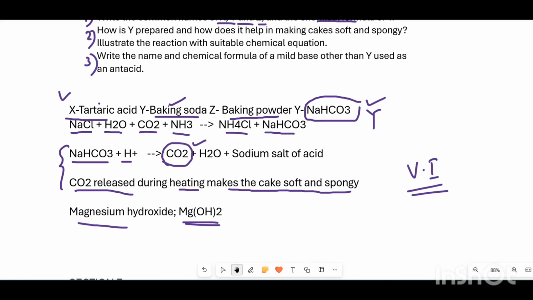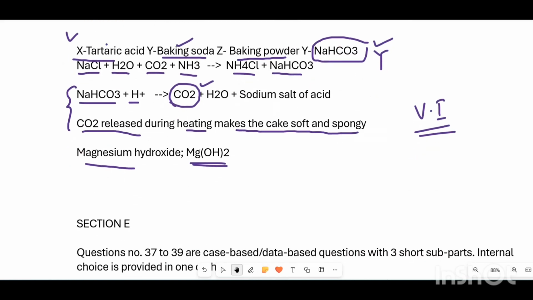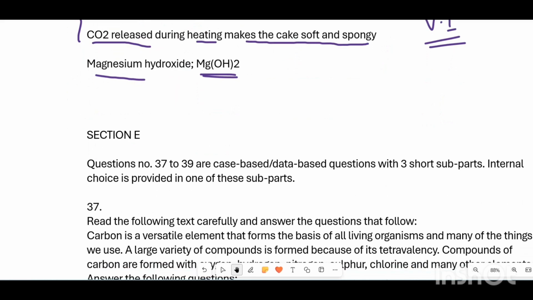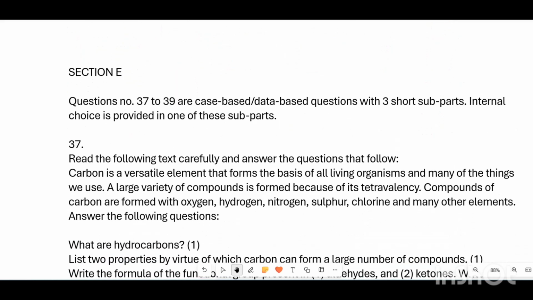Okay. Now we'll go to the next question. The next question is a section E question. It's a kind of case-based question having 4 marks each. And there are 3 questions.